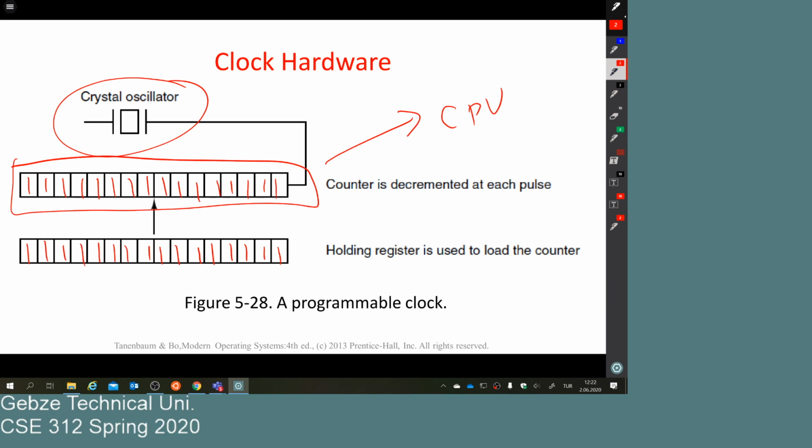So this is how the hardware side of the clock works. This is simple. This is much simpler than a hard disk, of course, but it is as important as a hard disk. And we will see how the software for this clock works.